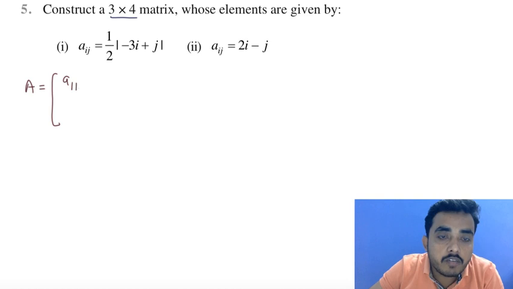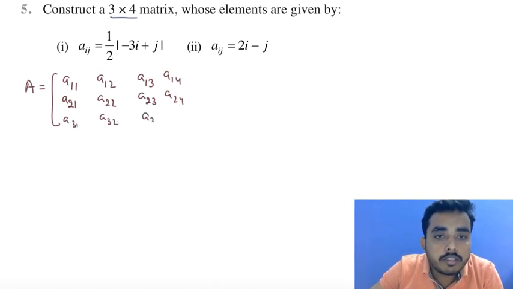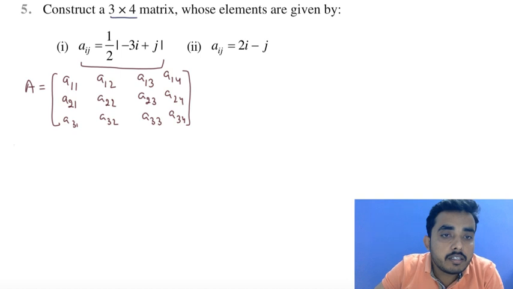So this is A11, A12, A13, A14, A21, A22, A23, and this is A24, A31, A32, A33, and A34. So this will be a 3 by 4 matrix. Now we need to find out all the elements using this formula given in the first part. So now let's quickly find out all the elements.